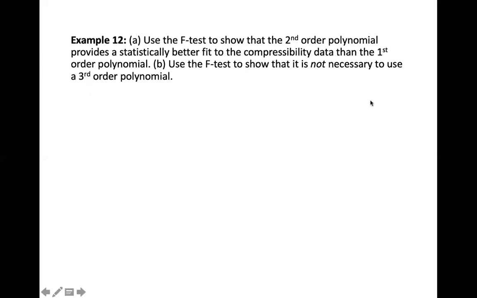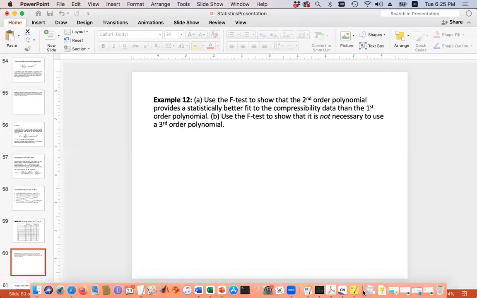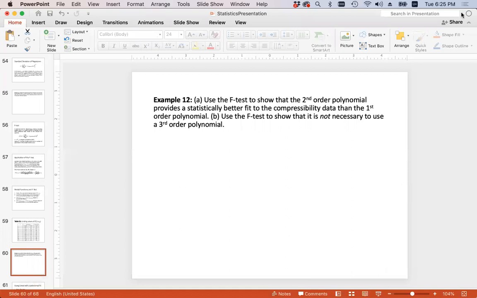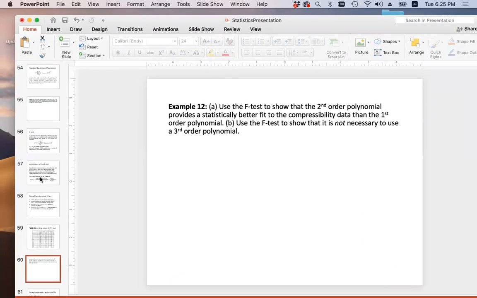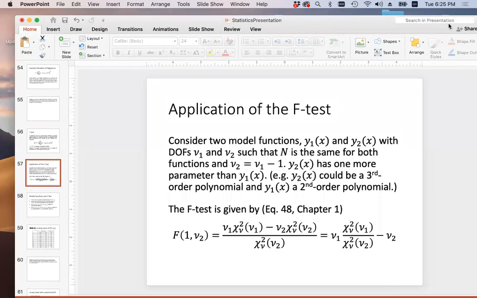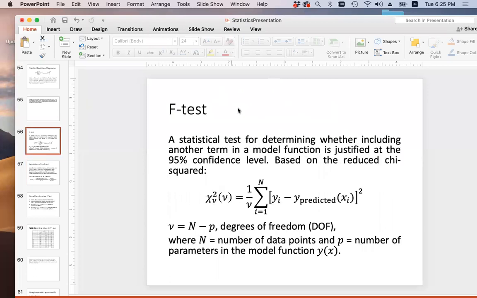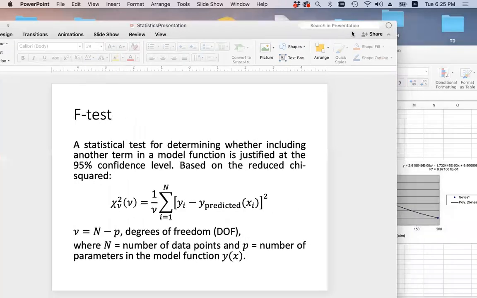Okay, so I'm going to go back to the Excel spreadsheet, and let's apply this. So let me go back to the equation for the F-test so that I have that, or actually let's go to the equation for the chi-squared.